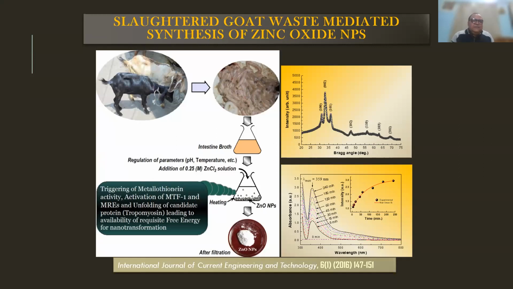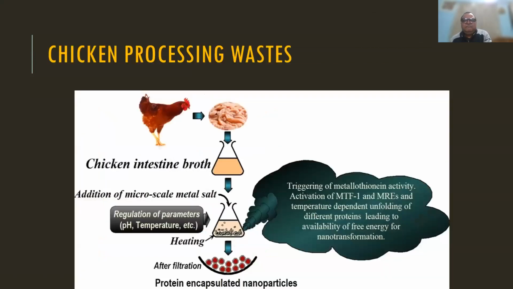So this is very effective, and the chemistry is always the same, the same tropomyosin, same metallothionein. All these things are working, and we are getting the results. Chicken intestine broth, again, we prepare the broth, we regulate the parameters, and we get the nanoparticles.